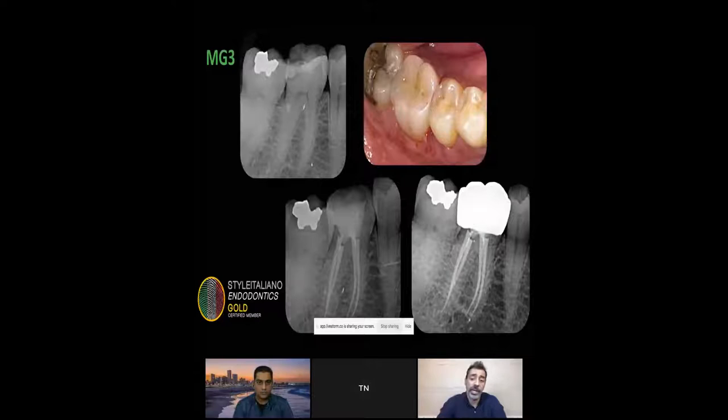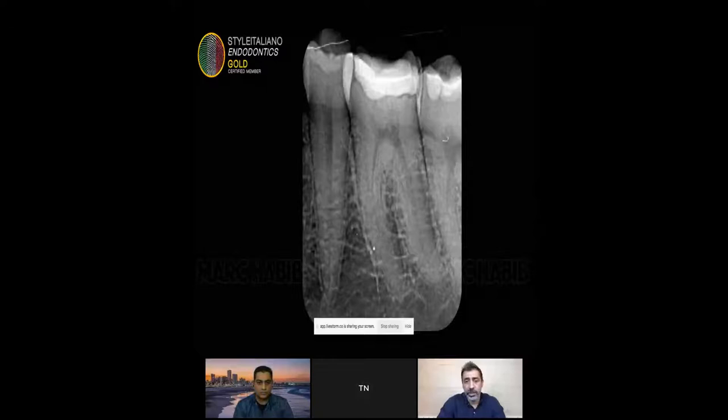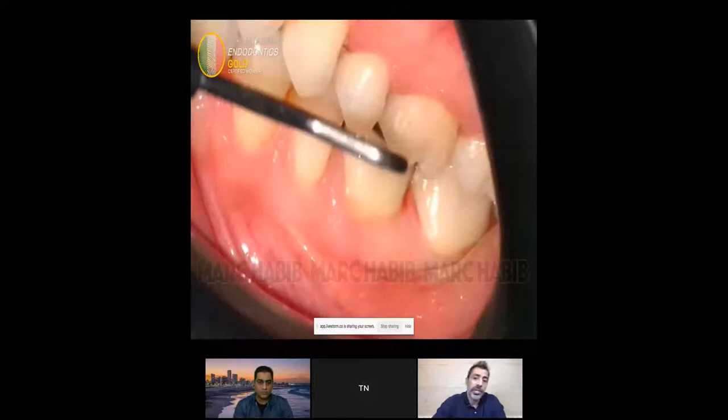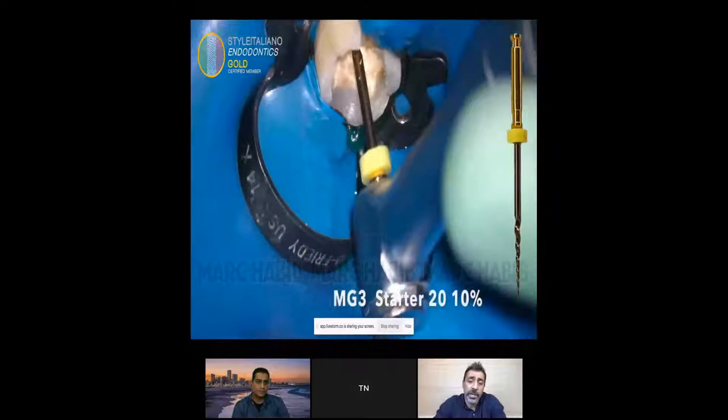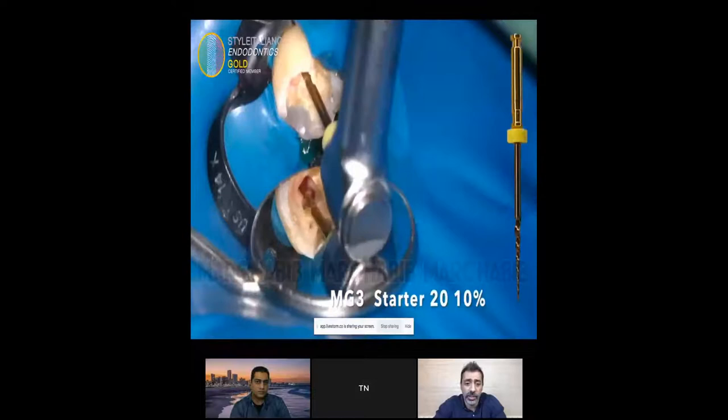And another case with the MG3, so this is another molar from the other side, tooth number 36. The patient had a slight recession with a history of sensitivity, and at the end came for a root canal treatment because she couldn't hold the sensitivity at all.